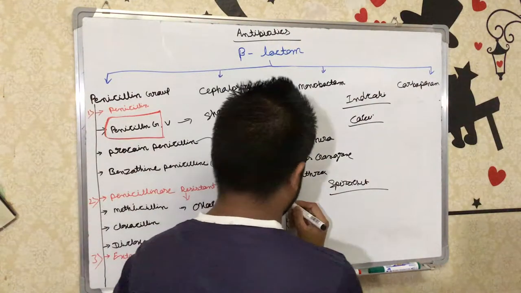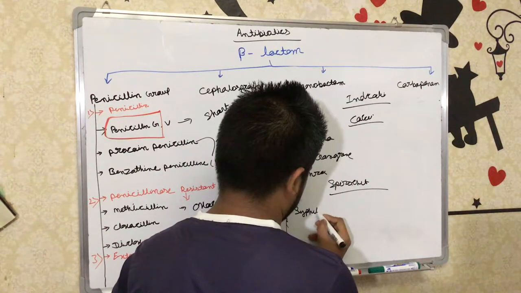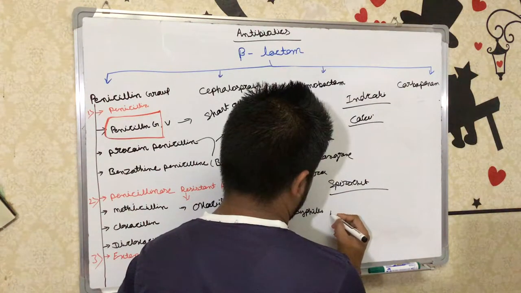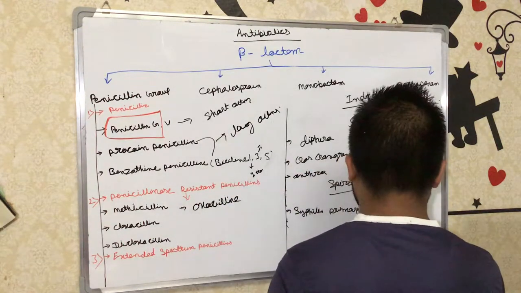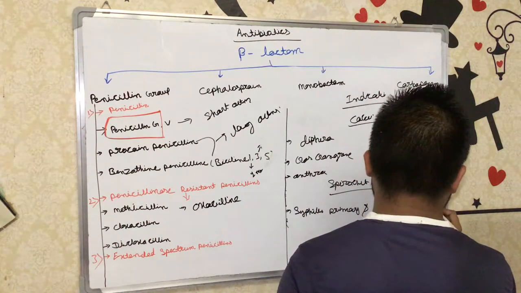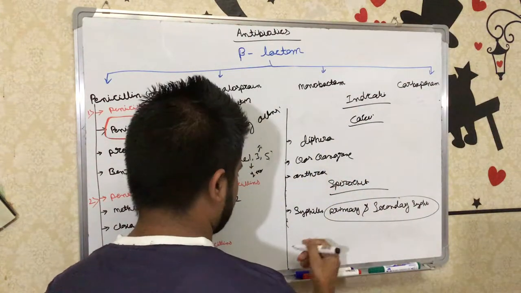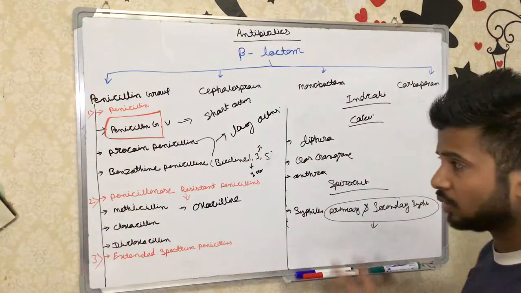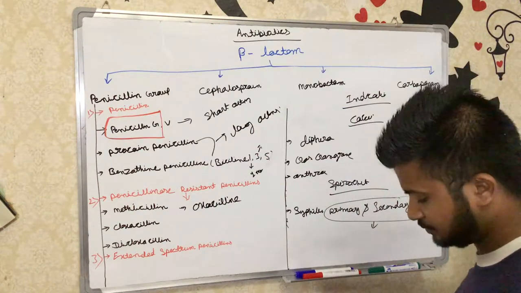So first of all, the main common disease is syphilis, that is primary and secondary syphilis. That is the main, we can say, drug of choice. In this condition, mainly we use procaine penicillin and benzathine penicillin. Also, we can use penicillin G, but usually we use procaine penicillin and benzathine penicillin.